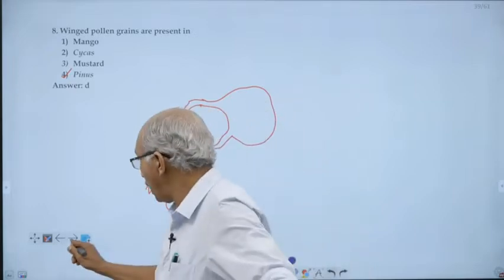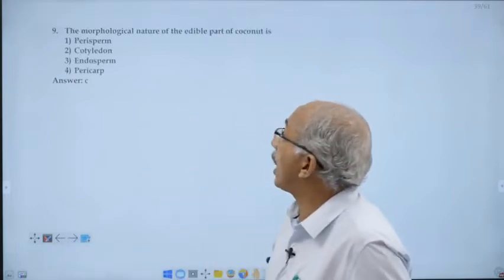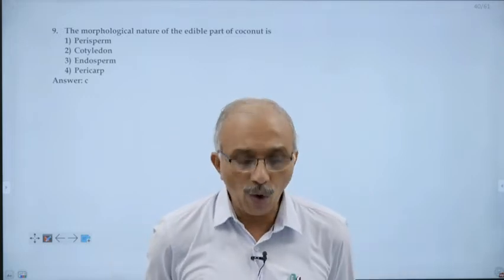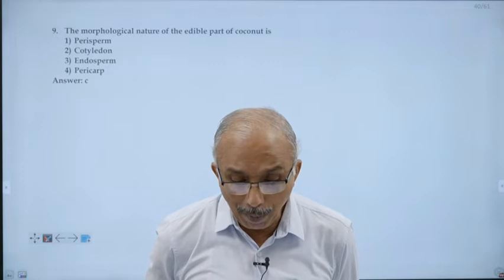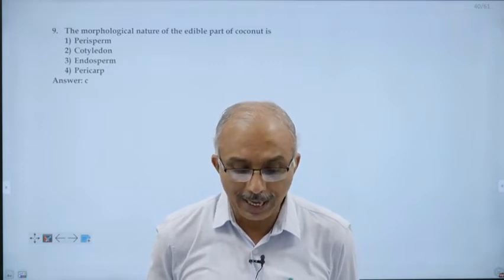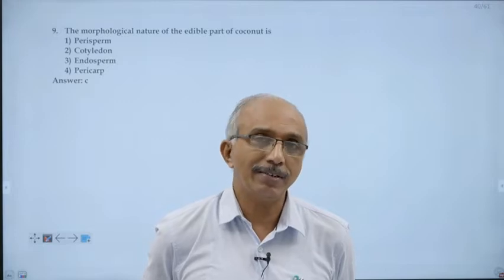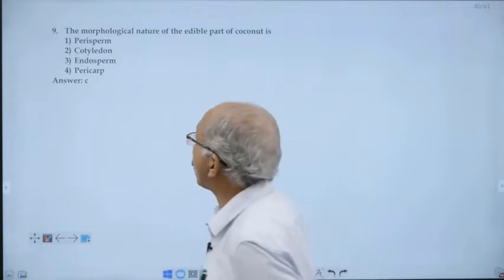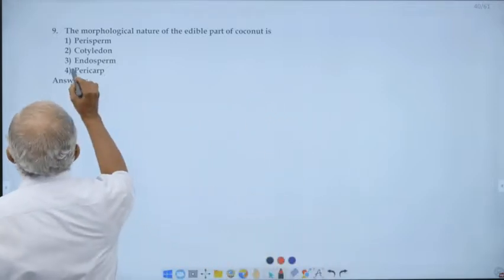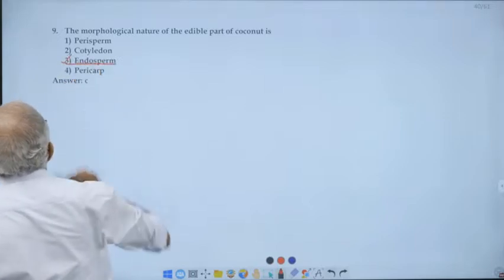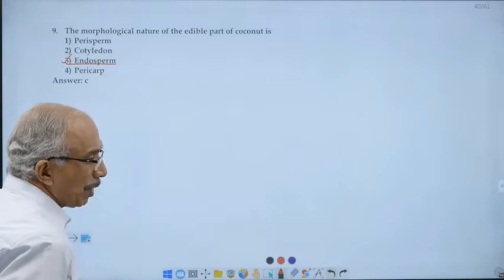Question number 9. Morphological nature of edible part of coconut is. Which is the edible part of coconut? Edible part of coconut is endosperm.